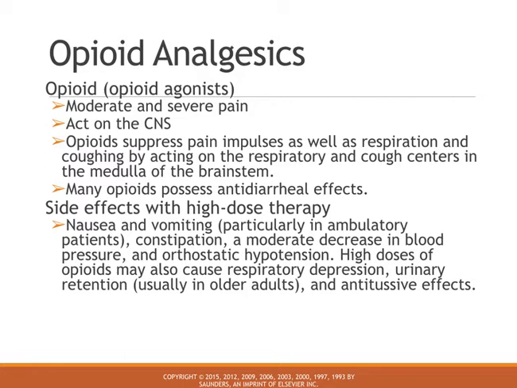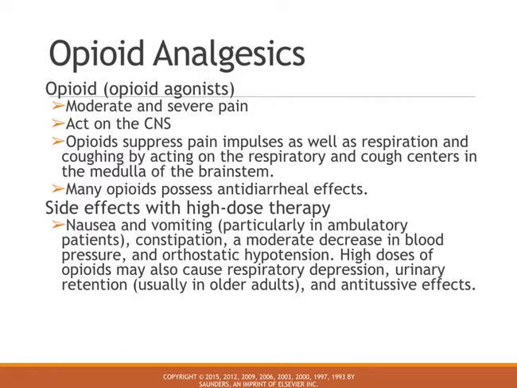Let's see. Side effects. What we're worried about is respiratory depression. And then constipation. You can also have nausea and vomiting. You can see a little bit of a lowering of their blood pressure. These people are at risk for orthostatic hypotension. And with high doses, you can also see some urinary retention. That's a little bit more common in older adults.